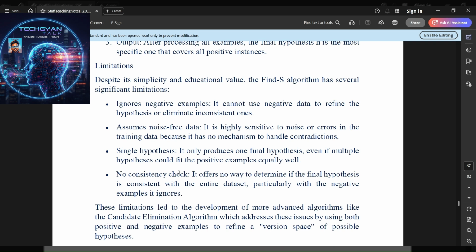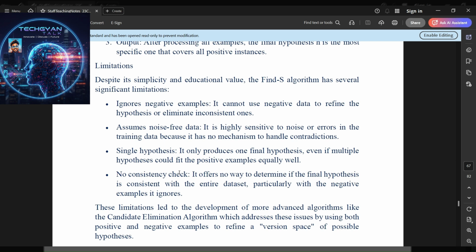The limitations of the Find-S algorithm: despite its simplicity and educational value, the Find-S algorithm has several significant limitations. It ignores negative examples. It cannot use negative data to refine the hypothesis or eliminate inconsistent ones. It assumes noise-free data. It is highly sensitive to noise or errors in the training data because it has no mechanism to handle contradictions. Single hypothesis: it only produces one final hypothesis, even if multiple hypotheses could fit the positive examples equally well.